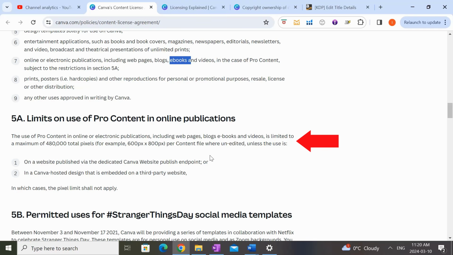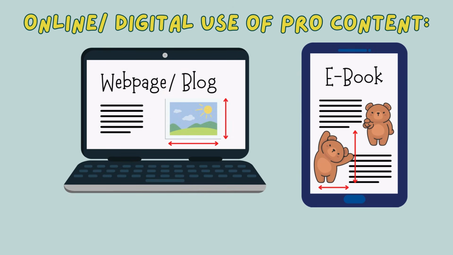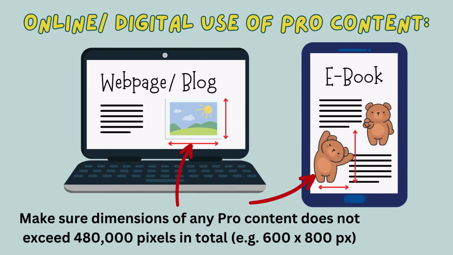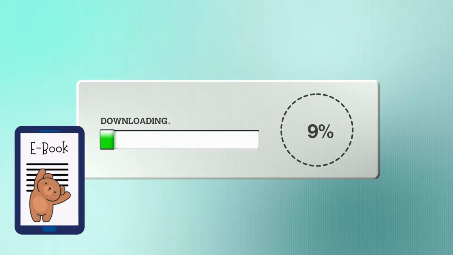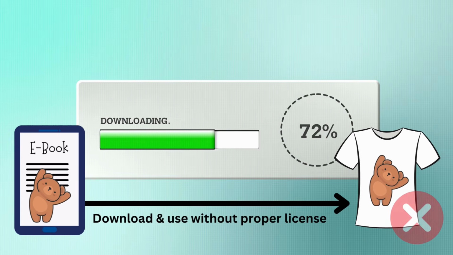This section basically says that you're allowed to use pro content for your online or digital publications, such as a web page, blog, or ebook, as long as none of the pro elements used in your design exceeds 480,000 total pixels, for example 600 by 800 pixels. The intention of this limitation is essentially to prevent other people from downloading the pro content elements from your online/digital publications and then using it elsewhere outside of Canva without proper licensing.